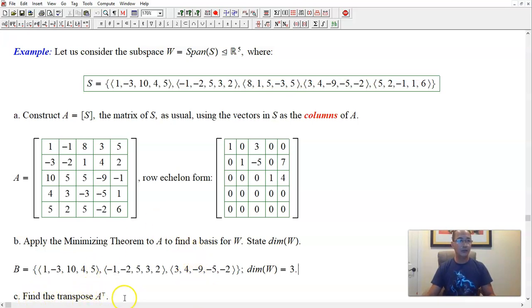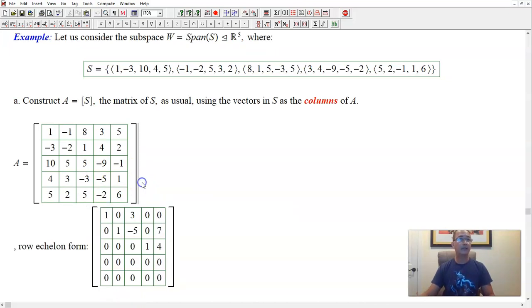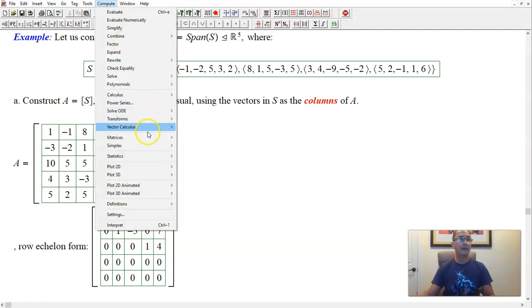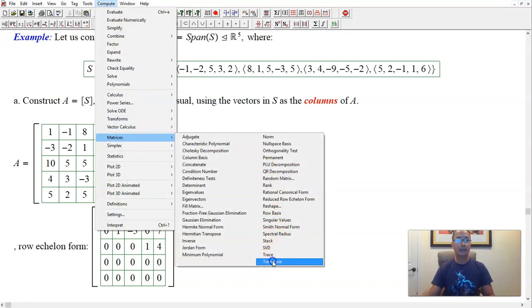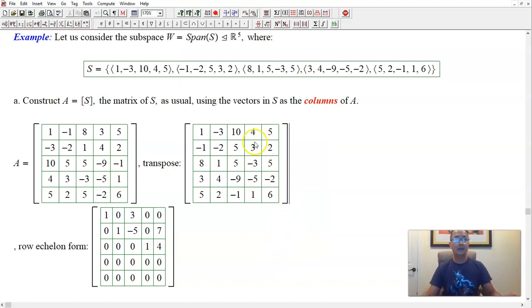Okay, our next job is to find the transpose. So let's do that over here. Let's just put that on the next line, and then we go compute matrices and transpose. Okay, so we can now see that the rows of this matrix are made of these 5 vectors. Here's the first vector, and that's in row 1. Let's look at the last one: 5, 2, minus 1, 1, 6. So the vectors are now written into rows.